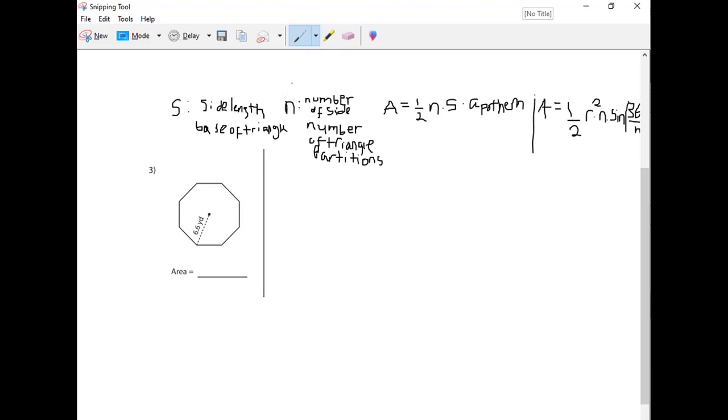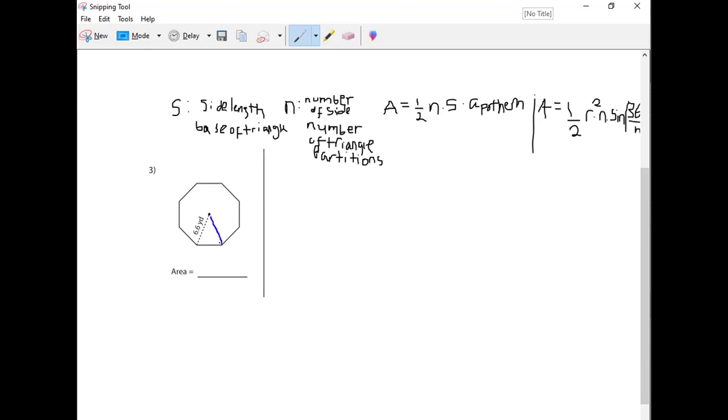All right, so let's get to it. This octagon should have 8 triangle partitions here. N is always equal to the number of sides, or the number of triangle partitions you have is always equal to the number of sides you have. So I'll show you that. So you just go from your center.